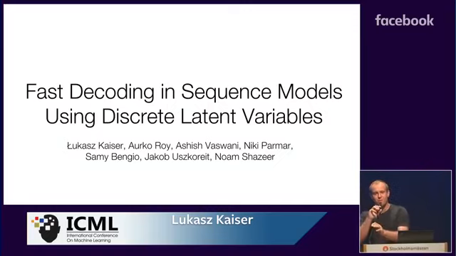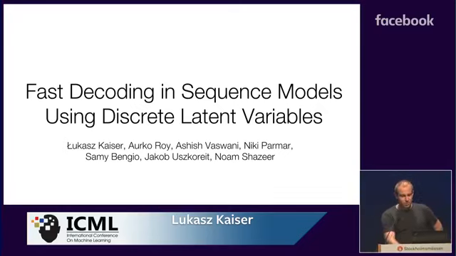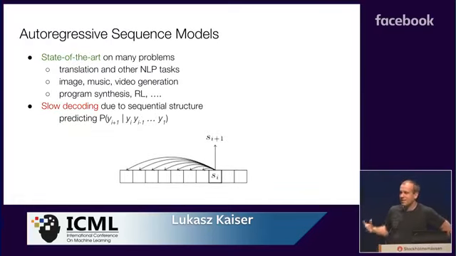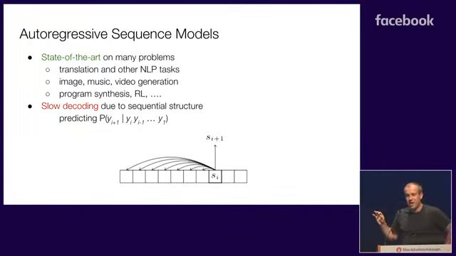You've heard today about all the wonderful things sequence models can do. And they're really great. They can do music. They can do algorithmic tasks. But they have one small problem, and that's that decoding from them, especially when things get large, is really slow.